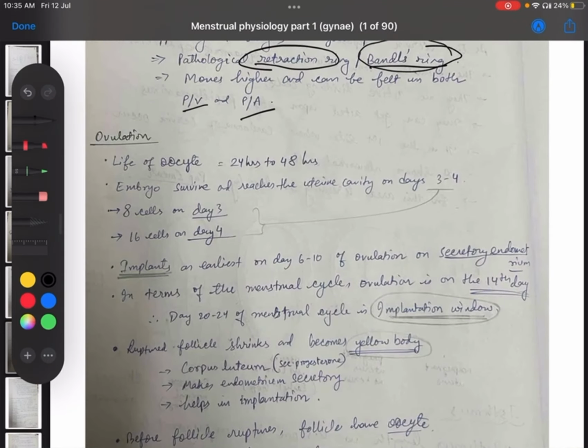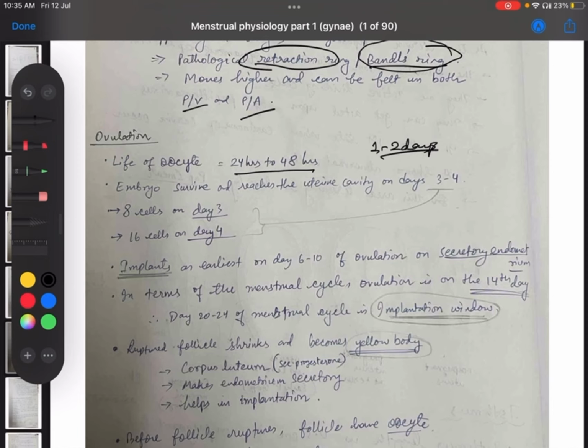Ovulation. We all know what ovulation is. Let's once again recap. The life of the oocyte is 24 to 48 hours. That means 1 to 2 days. Okay, the life of an oocyte. If the oocyte gets fertilized, then well and good. Otherwise, it totally degenerates.